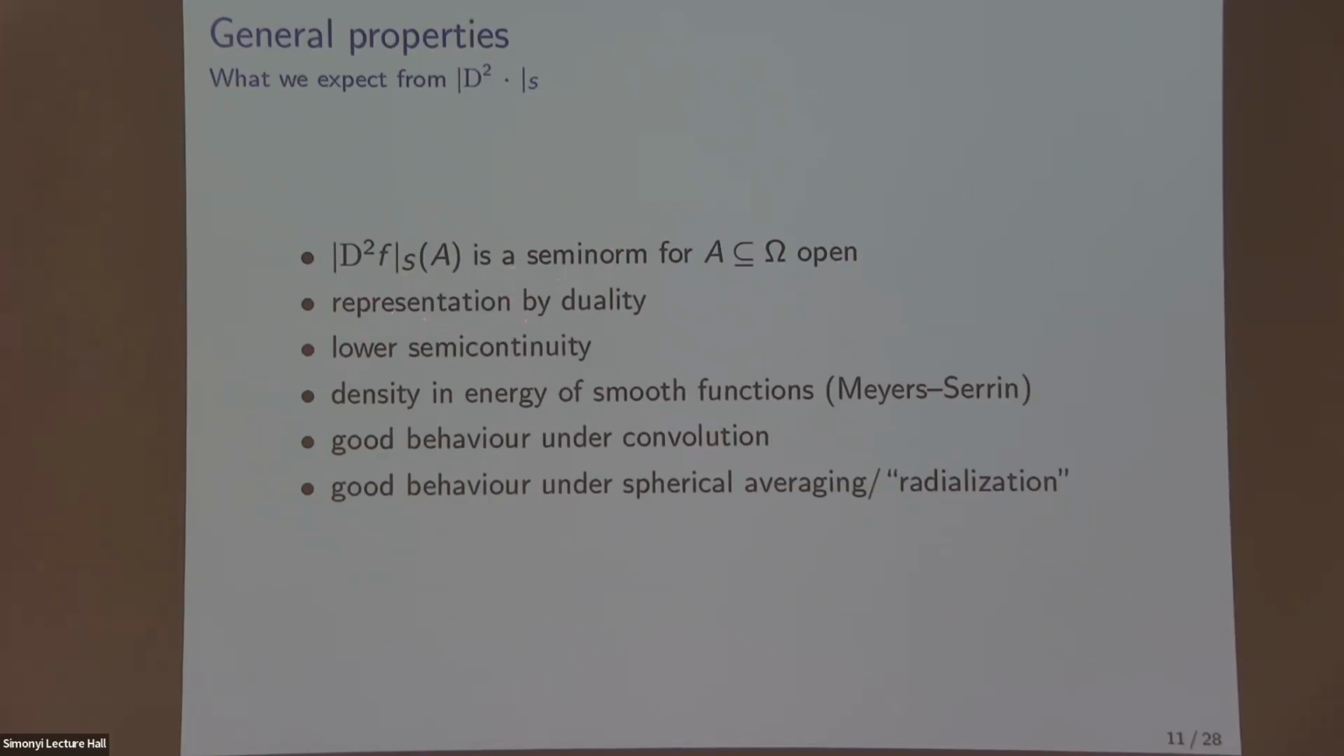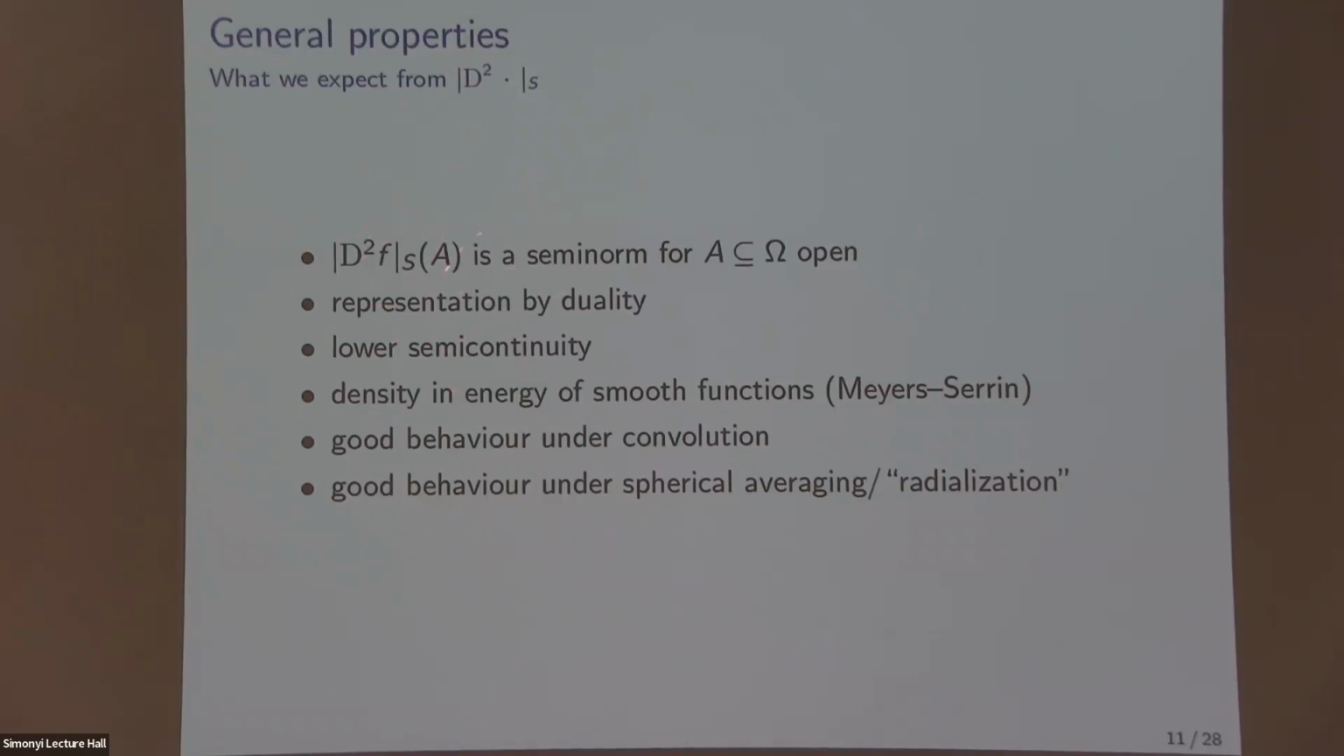Okay, you can represent it by duality, so kind of integration by parts. It's lower semi-continuous with respect to L1 convergence. Everything is obvious. There is a Meyer-Serrin type result, so density in energy of smooth functions. So if you take a function with bounded action, you can approximate it in L1 with smooth functions, but with the right convergence of the seminorm.